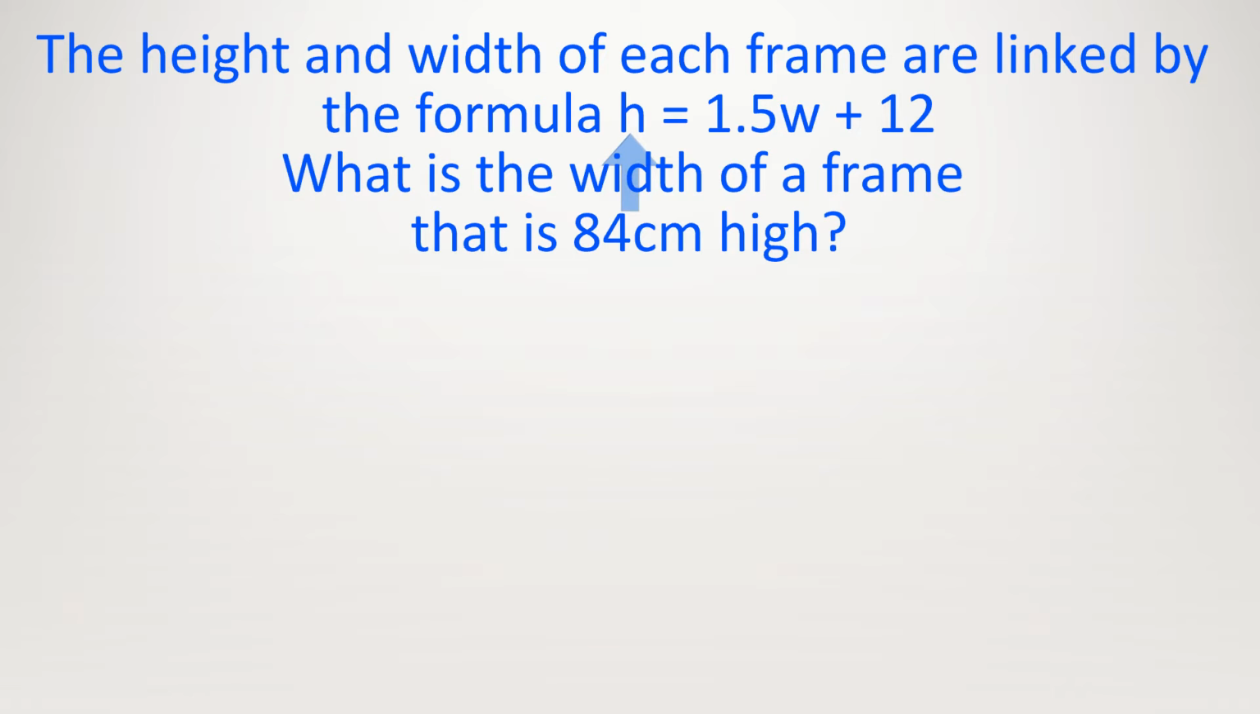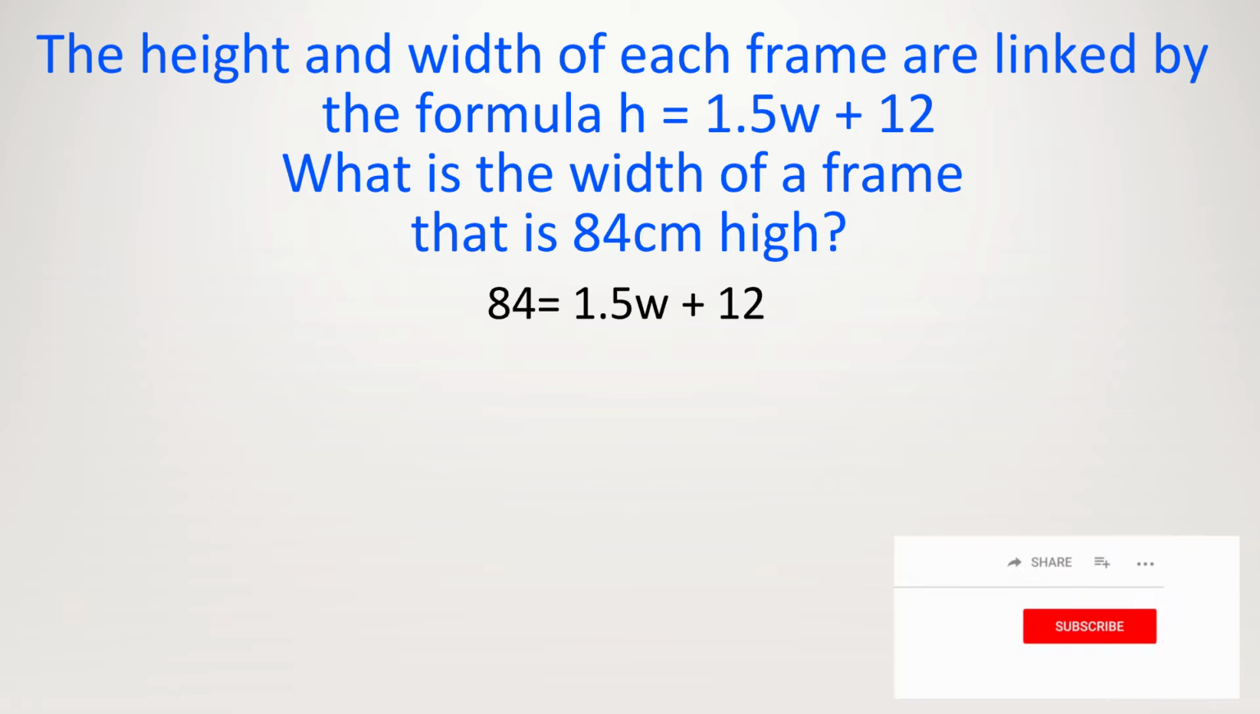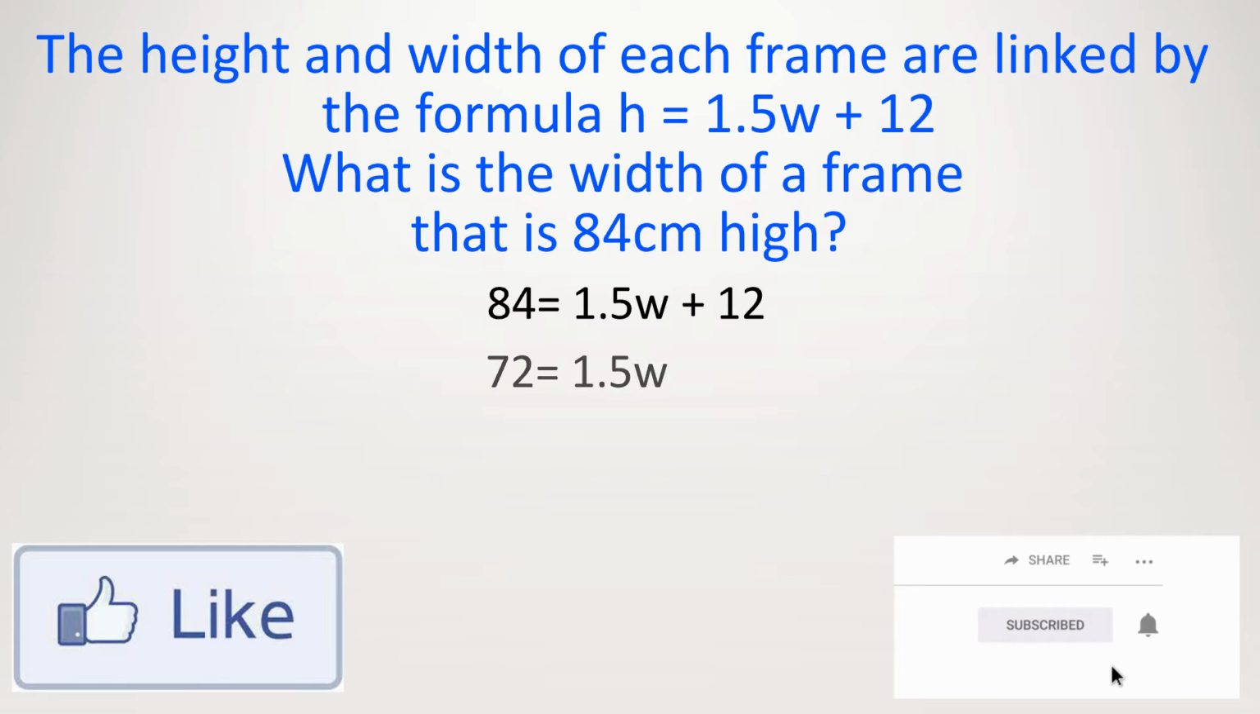I will give you 10 seconds. If H equals 84, write this as the first line. 84 equals 1.5 W plus 12. We need to get 84 and 12 together. How to move plus 12 to the left? We do the opposite, we subtract. 84 take away 12 is 72. This is on the left.